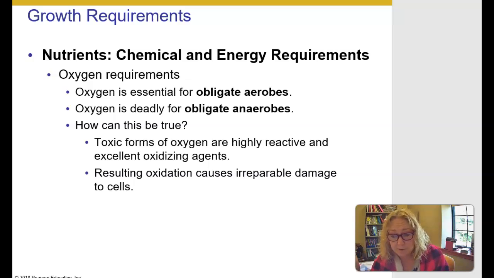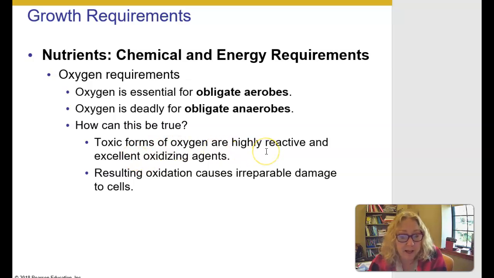Obligate anaerobes can only live when you are not in the presence of aerobic air, oxygen. Okay, so oxygen is essential for obligate aerobes. You're obligated to oxygen. Obligate anaerobes, you're obligated not to have it. You cannot grow in the presence of oxygen.